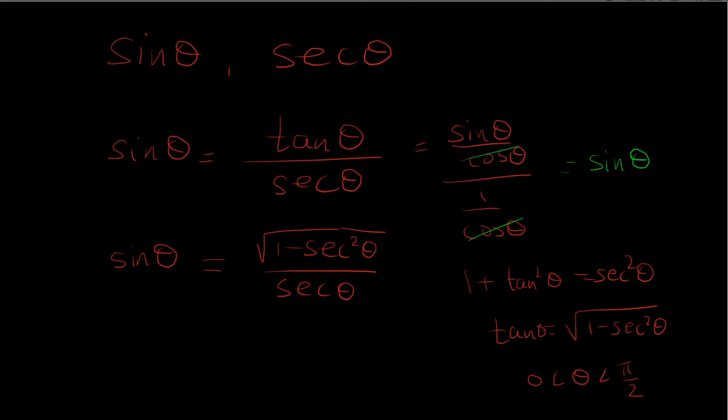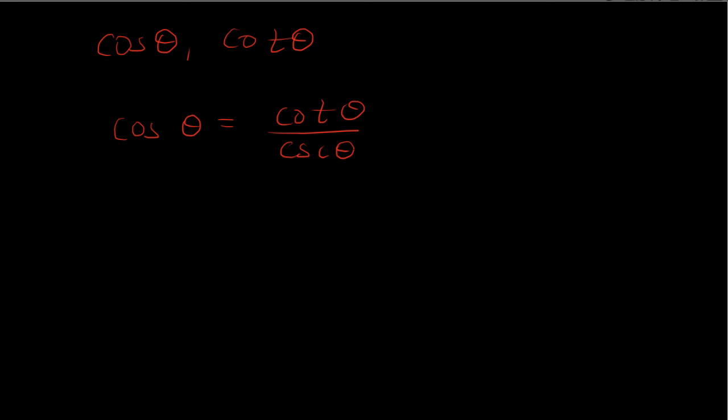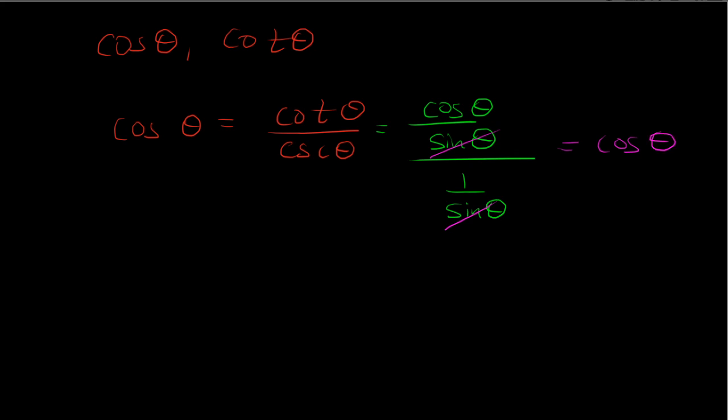Last example, I want to represent cosine theta in terms of cotangent theta. Cosine theta is cotangent theta over cosecant theta. And that's because cotangent theta is cosine over sine, and cosecant is 1 over sine. The sines are going to cancel, and you're just left with cosine theta.